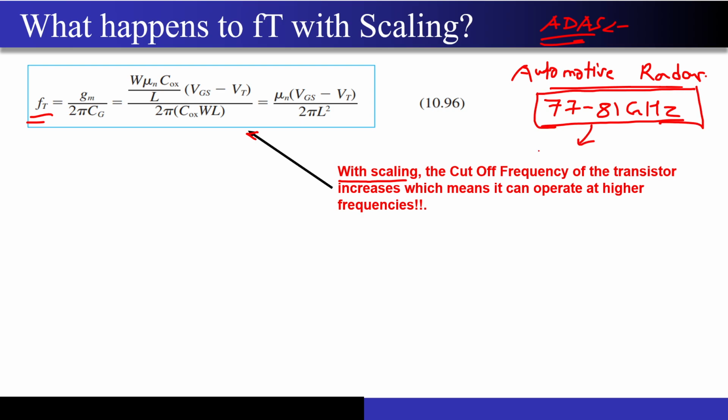Just to tell you, the 4G signal that you get from the base station in your mobile is just 900 megahertz. Now these numbers suddenly start to make sense. If you are working at such a high frequency, first of all, I should check whether my MOSFET is capable of producing the output at such a high frequency or not. So if you keep on reducing the channel length, your FT also improves.